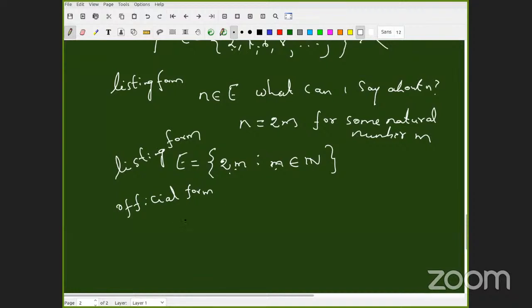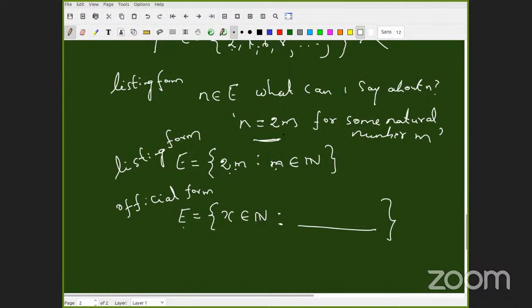Okay. In official form, how I'm going to write? I'm going to first describe this as a subset of. So I will simply write X is a natural, as I said before, element sharing a common property. That means what? X is a natural number with some property. This I have to write properly, what property it is. Already we have found out n equal to 2m for some natural number m.